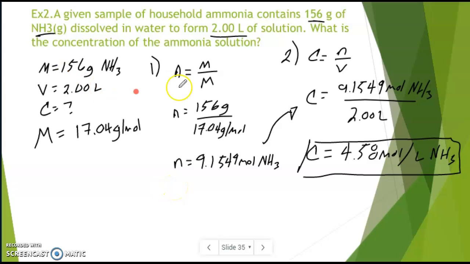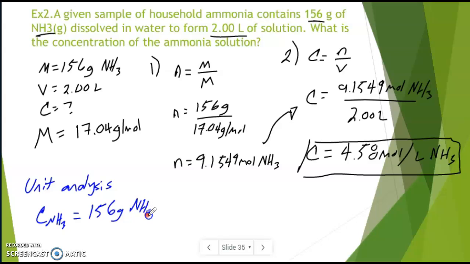One being this way, where you do step by step. Next one, I'll do unit analysis here. So unit analysis, we just know what we're looking for. We're looking for the concentration of NH3. Okay, so we start with what we know. We know that we have 156 grams.